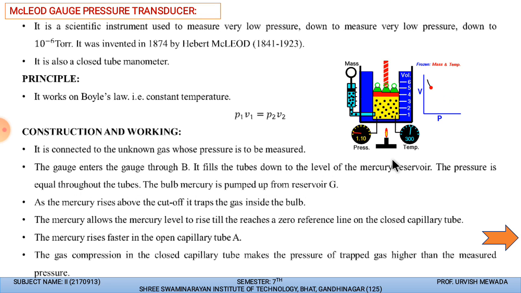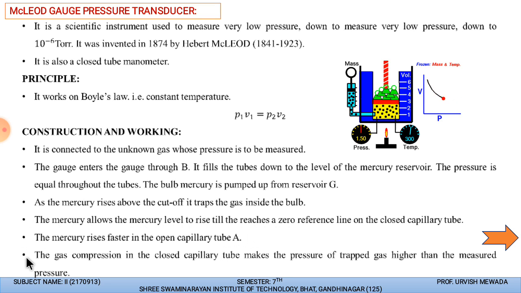As the mercury is pumped from the reservoir G, it rises above the cutoff and traps the gases inside the bulb. The mercury level is allowed to rise until it reaches the zero reference line on the closed capillary tube, while the mercury rises faster in the open capillary tube A.